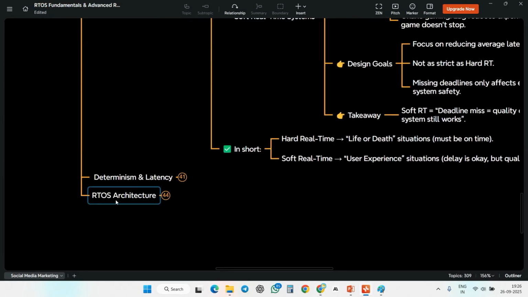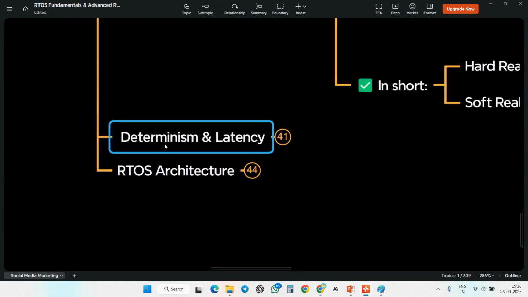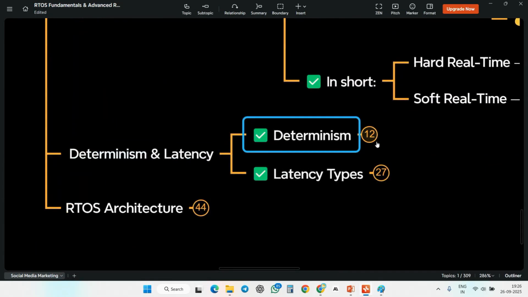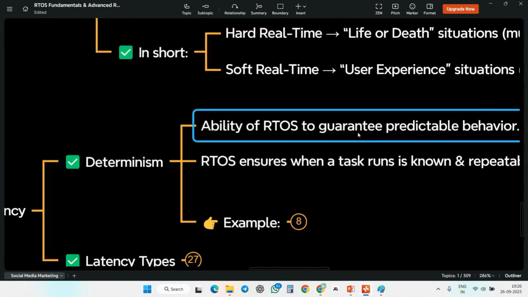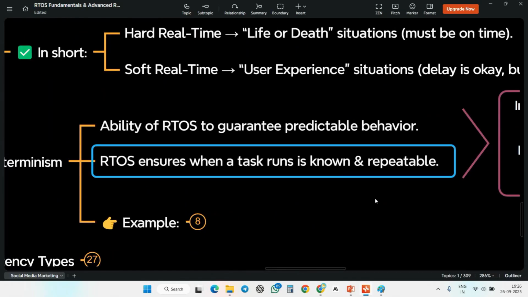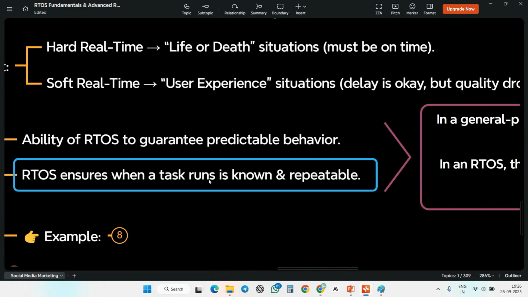So next we are going to discuss determinism and latency. What is meant by determinism and what is meant by latency? That's what we are going to discuss right now. Determinism is the ability of an RTOS to guarantee predictable behavior. I already explained this. You can predict the value.